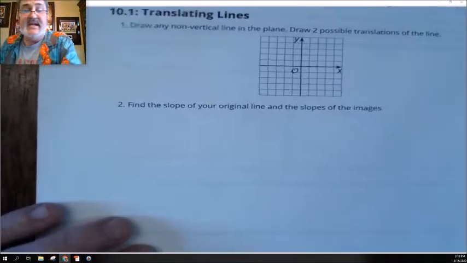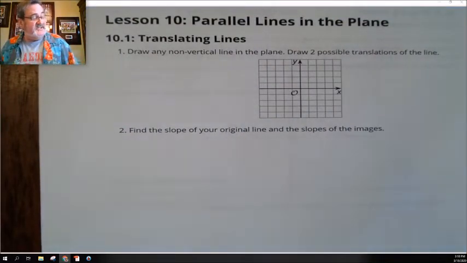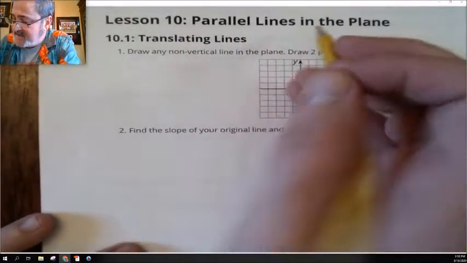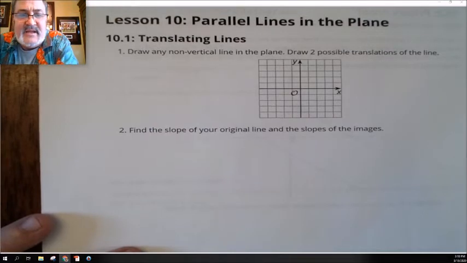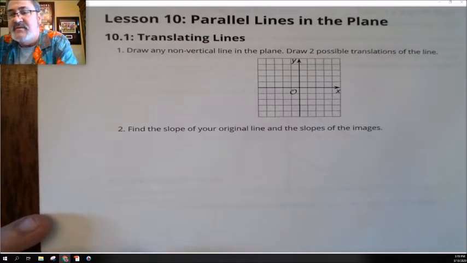All right, lesson 10. You'll have problems from both lesson 9 and lesson 10. If you need to back up and review any of that, please feel free to do that. Parallel lines. Let's talk about parallel lines. Draw any non-vertical line in the plane. Draw 2 possible translations of the line.